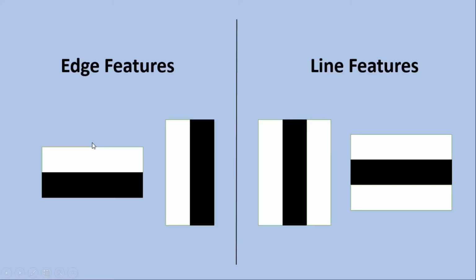There are two types of Haar feature. One is edge feature and one is line feature. And each feature has two types, one horizontal and one vertical. As you can see, the features are black and white, so your image must be a grayscale image.